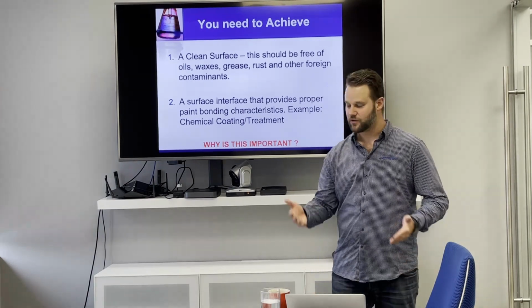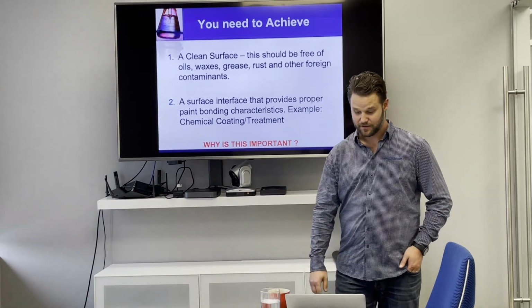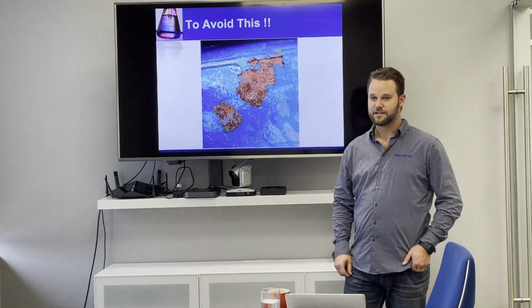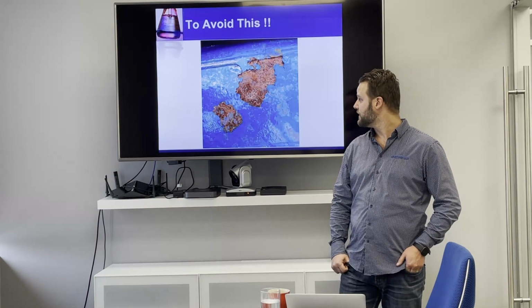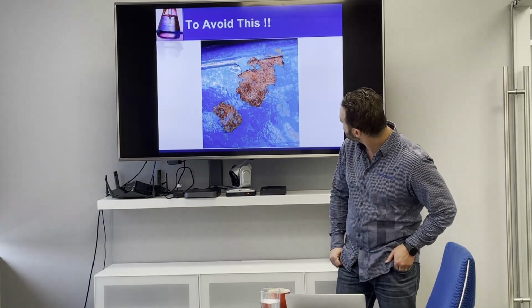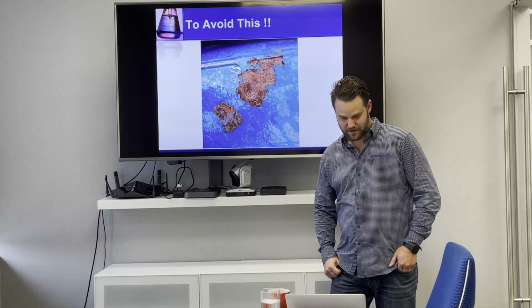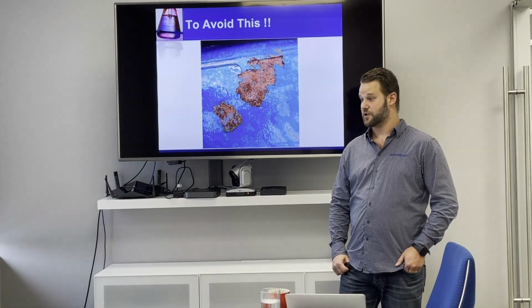So why do we need to achieve these two things? This is what happens when it's done extremely poorly. So coatings in the industry, and the picture is quite blurry there, but it shows up better on my screen. But essentially it's to avoid corrosion.